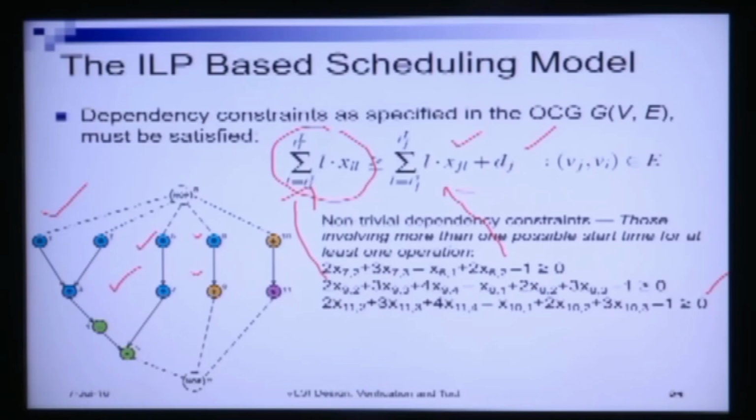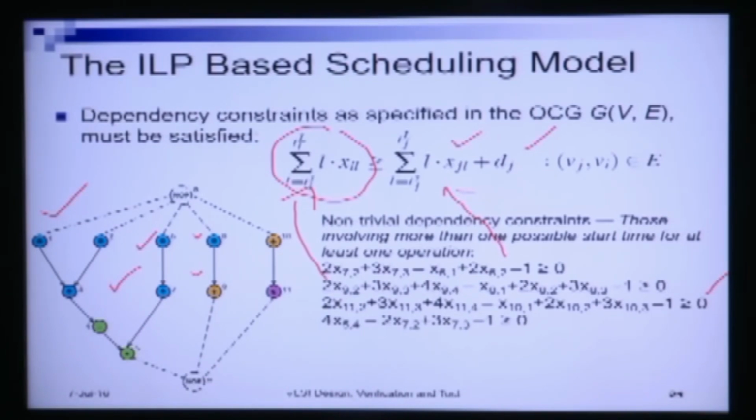Hence, progressing in this way, we get the constraint between operation 11 and operation 10, because operation 11 can be scheduled in either the 2nd, 3rd or 4th time steps. So, its start time is represented by 2x11 2 plus 3x11 3 plus 4x11 4, and the start time of operation 10 is represented by x10 1 plus 2x10 2 plus 3x10 3, and the difference of these two start times must be at least 1 and is represented by the third inequality shown here.